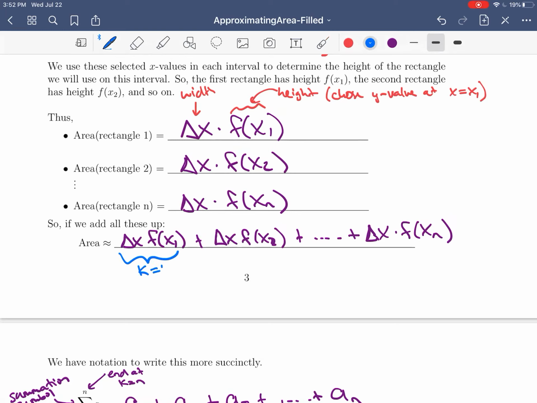So this would be the k equals 1 term. This would be the k equals 2 term. This would be the k equals n term. And each of my terms is like delta x times f of x sub k. Right? So that the 1 here matches the 1 here. The 2 here matches the 2 here. That's my k value. So this is the area for the kth rectangle. So that will be my formula for my summation.